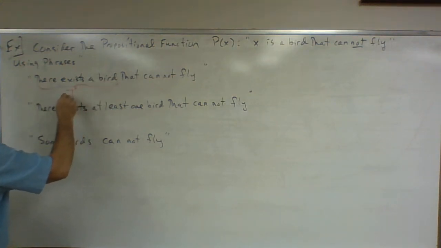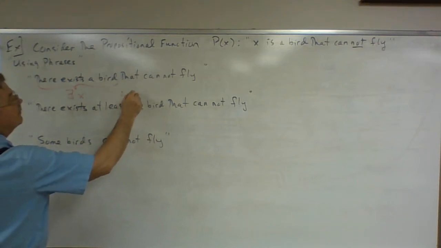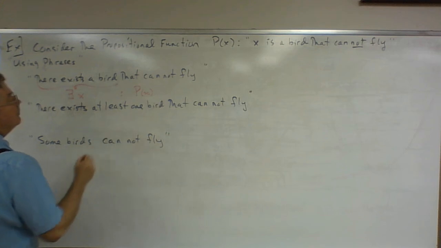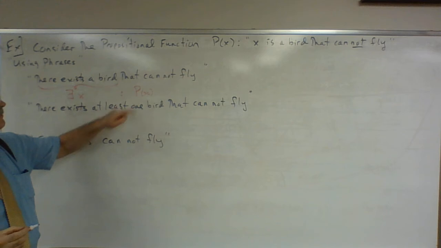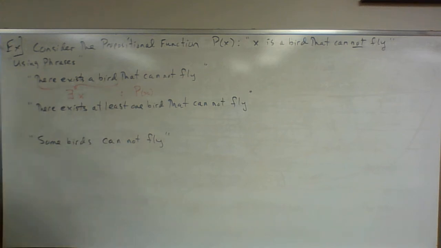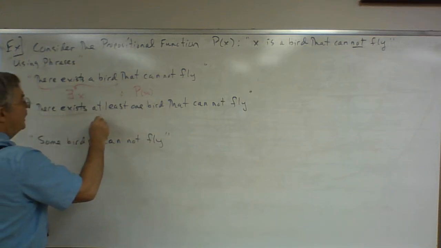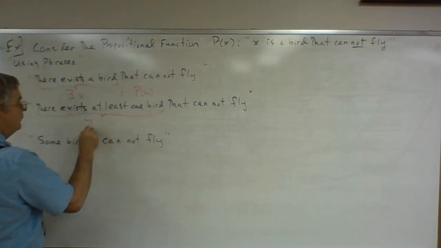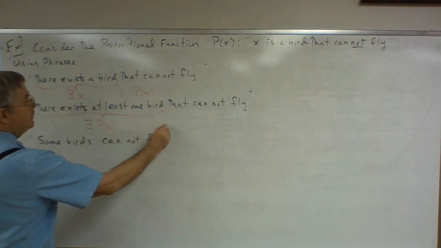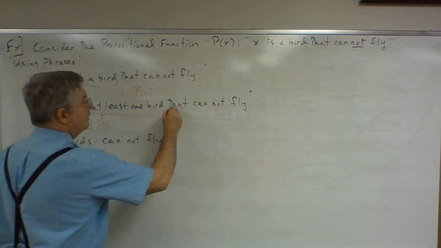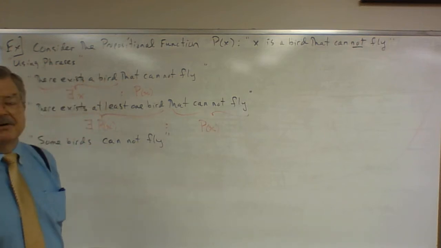There exists a bird such that p of x is true. The bird cannot fly. There exists at least one bird. Well, we render that the same way. There exists p of x such that the bird cannot fly. P of x is true.